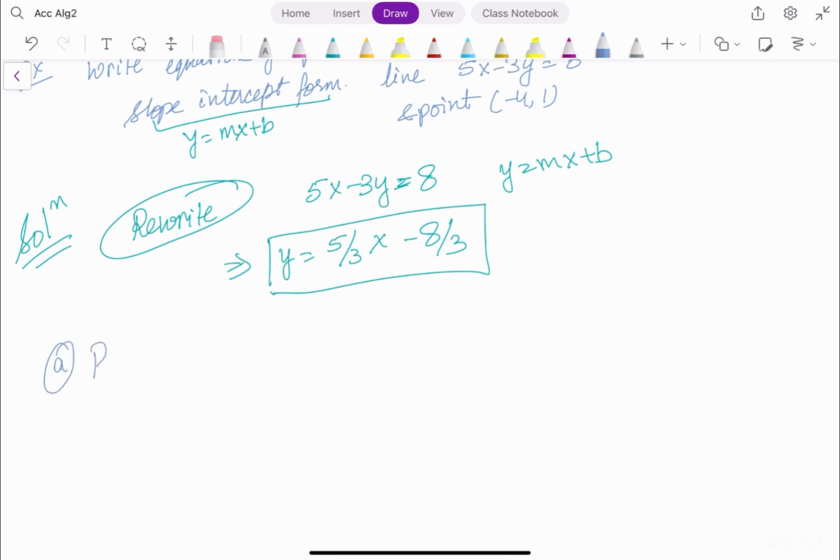Now, after this is done, from this equation, I can understand that the slope of the given line is 5/3. So for parallel lines, the slope of the given line and the equation of the line that you want to write will be the same. So in this case, the slope will be 5/3.